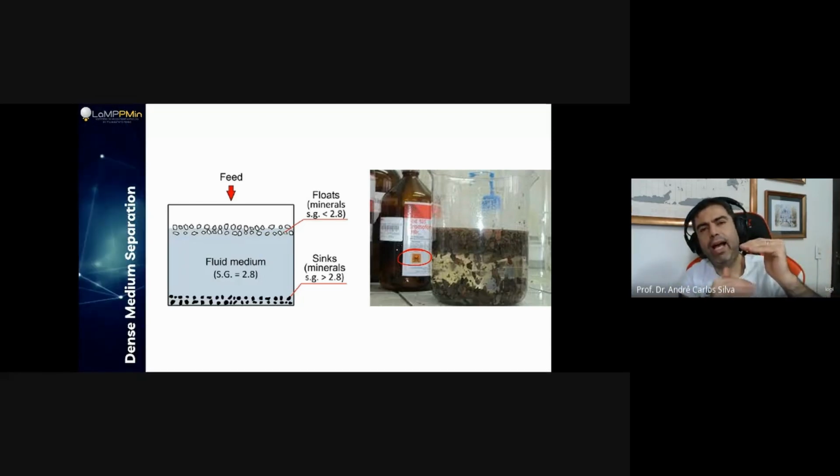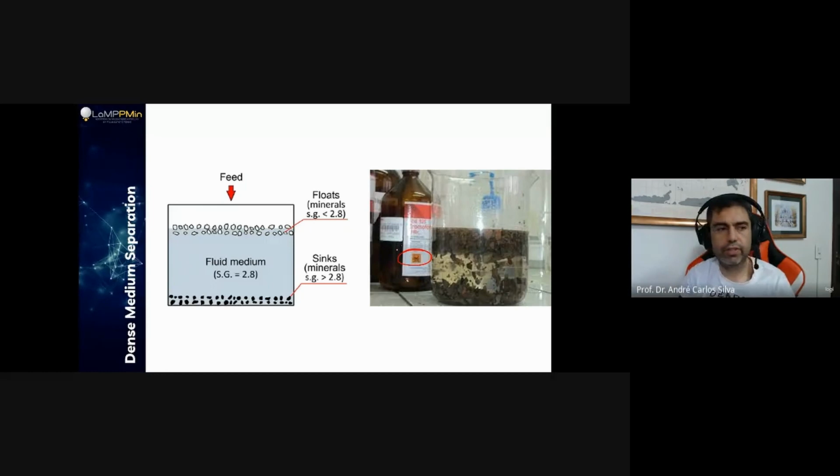But then I can just boil it up. By doing this, I'm going to separate the diluent from the dense media, and then I just recycle the dense media. I can do this many times without any kind of degradation. But nevertheless, we can't do this industrially.